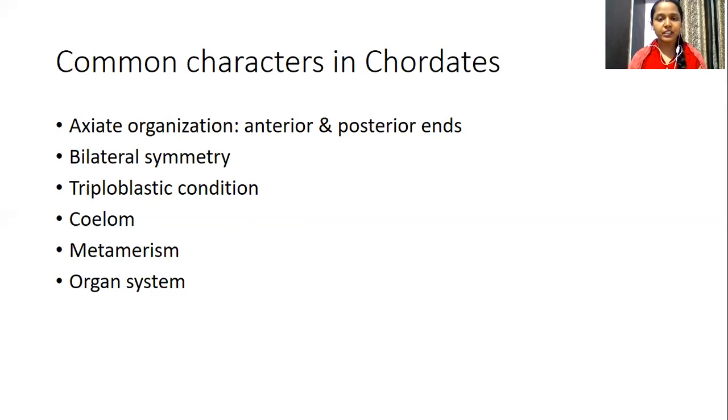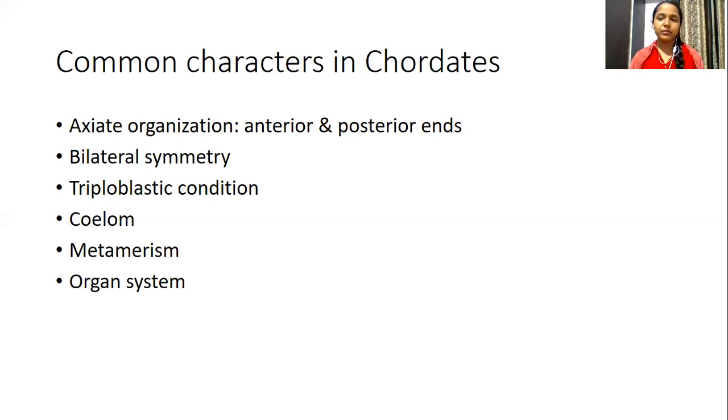Axiate organization, in the sense, here the animal will be divided into, or can be categorized into, anterior and posterior ends of the body. The top end of an organism is the anterior end, usually bearing the head and the head region, whereas the posterior end, which ends with the tail, is the posterior end of the organism. This kind of axiation, or polarization, exists in chordates.